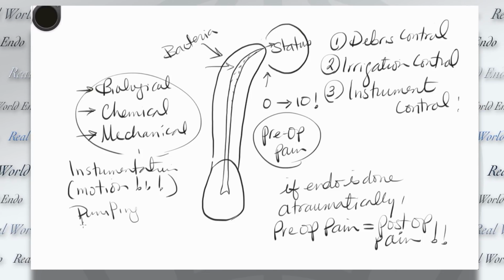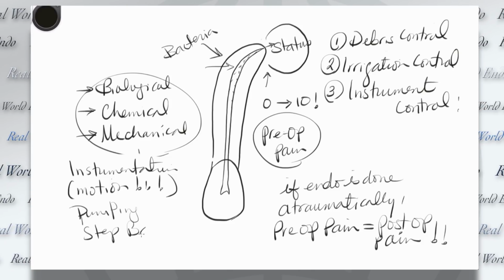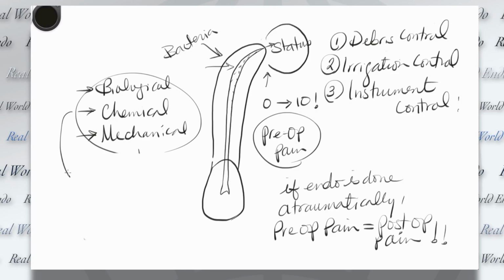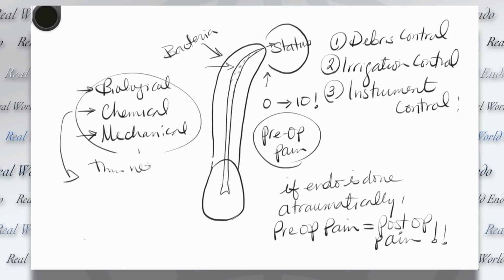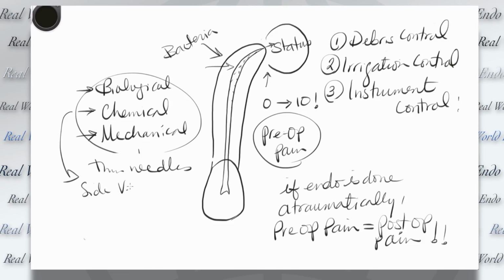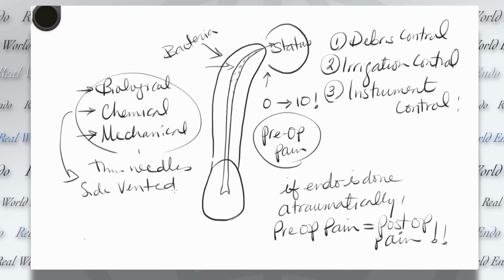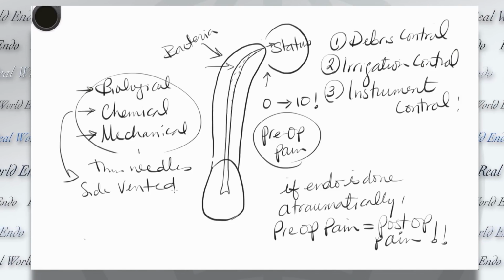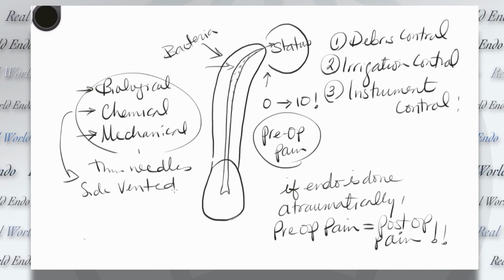Doing step back versus crown down has also been shown to create more debris that could get pushed out through this piston effect. With the chemical material, obviously during irrigation, you can end up getting some of this caustic irrigant out. Using side-vented needles, a little bit further from the apex, making sure that you don't jam the needle down, and you always have a loose needle, so it means thinner gauge needles, and having constant motion in the canal will help reduce the extrusion of the chemical.